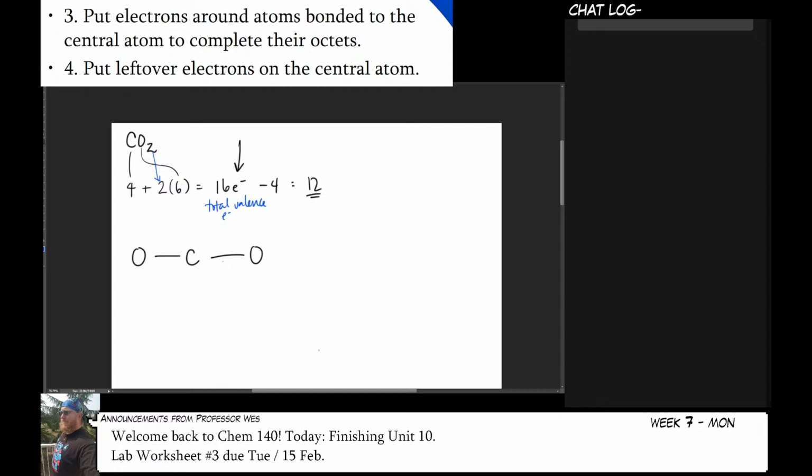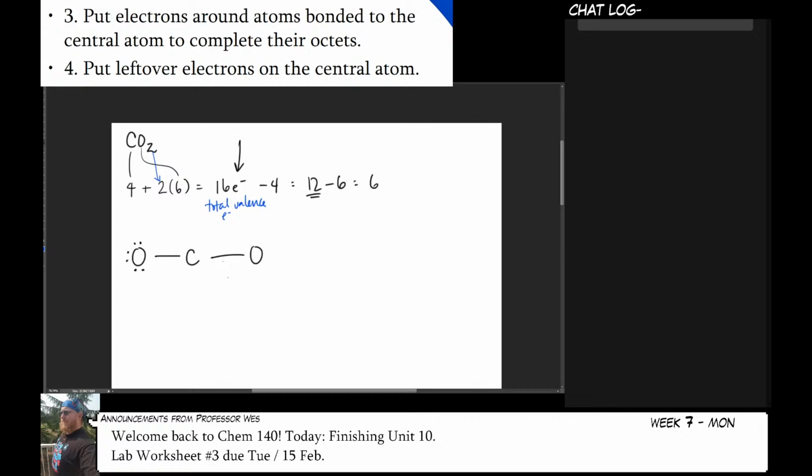All right, step 3 is going to be put electrons around the outer atoms. Our goal is to complete the octet. We don't need to do one per side. We're just going to do this. 1, 2, 3, 4, 5, 6. So completing the octet on this oxygen cost me 6.